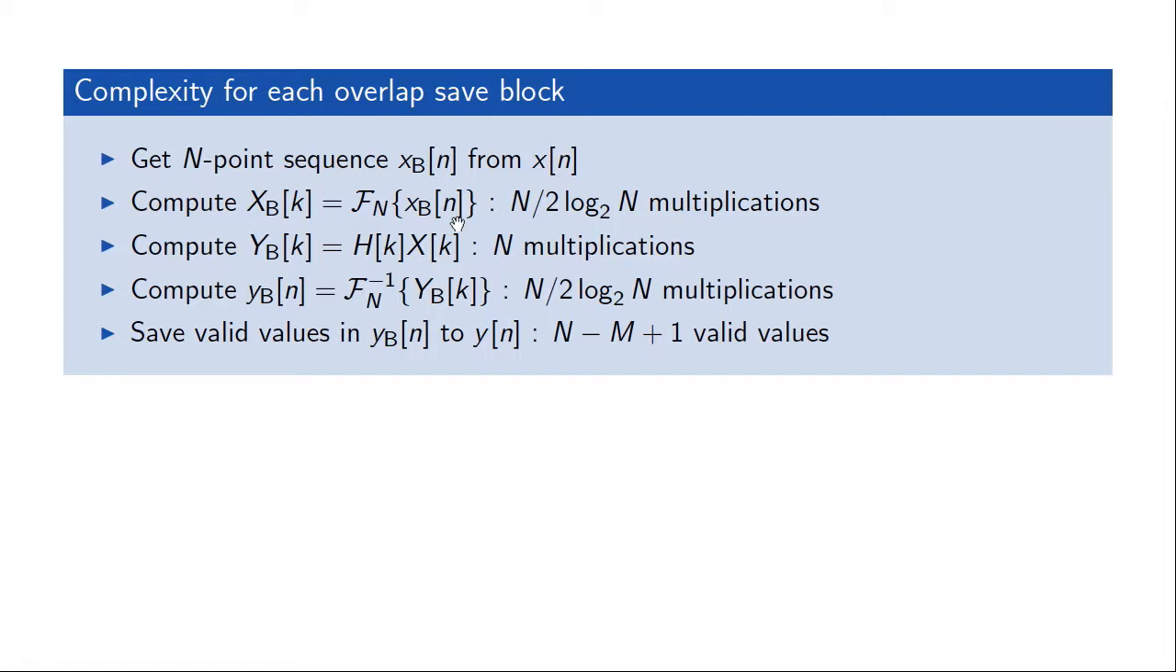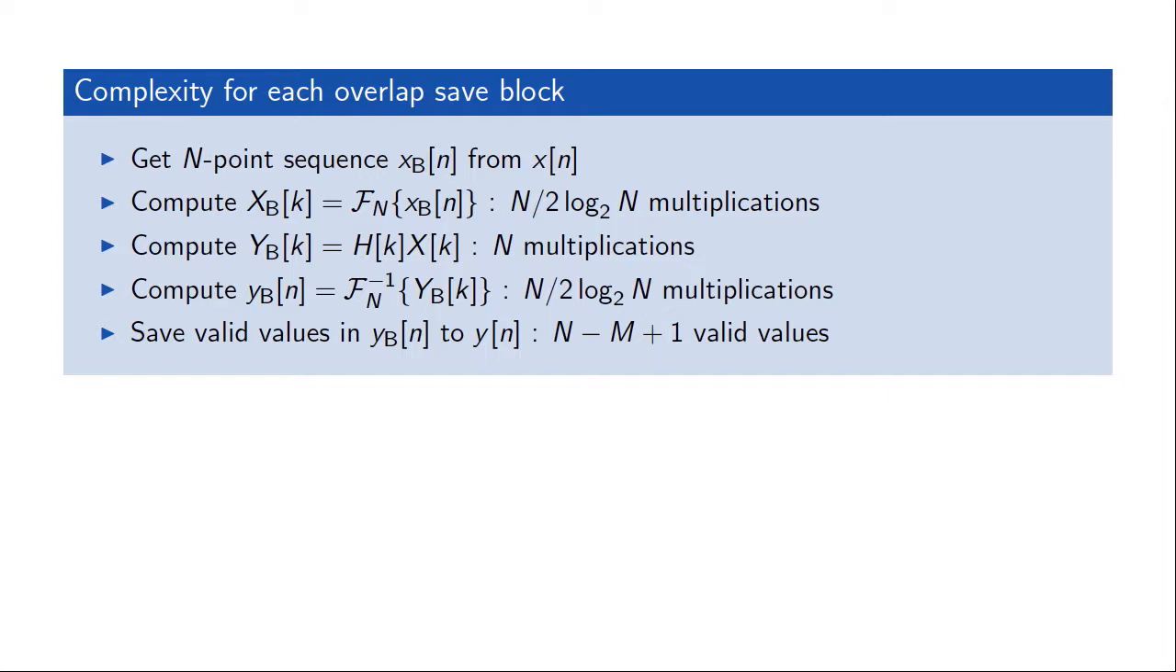Using the FFT algorithm, that will cost n over 2 times log 2 of n multiplications. We have to do the multiplication between the transform of x of n and the frequency taps h of k in order to get yb of k. That would require n multiplications, since there are n values in the n-point discrete Fourier transform. Then in order to get back into the time domain, we compute the inverse discrete Fourier transform of yb of k in order to get yb of n. And this would require another n over 2 times log 2 of n multiplications, which is the complexity of the FFT algorithm.